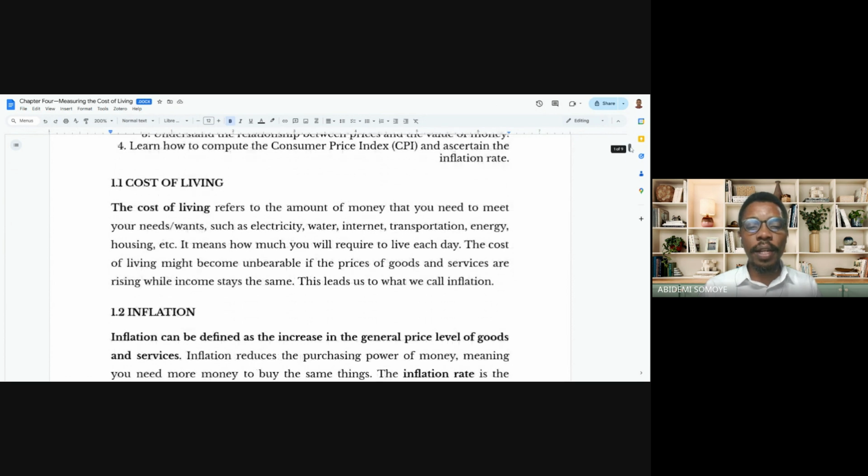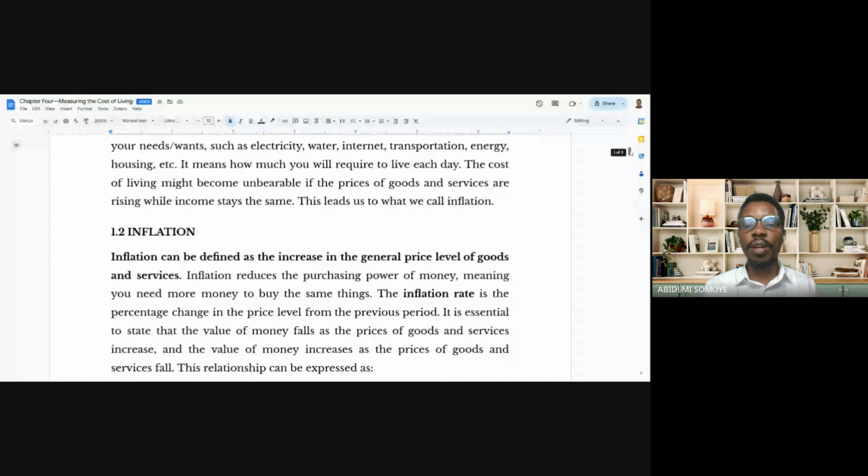Inflation can be defined as the increase in the general price level of goods and services. Inflation reduces the purchasing power of money, meaning you need more money to buy the same things.